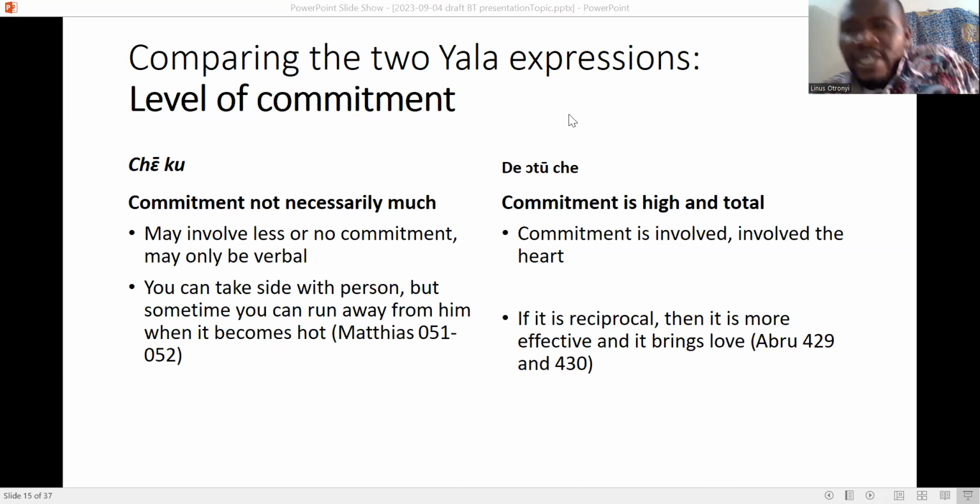Comparing the two Yala expressions based on the analysis of the data collected in the interview, looking at some of the variables, the first variable is the level of commitment. For cheku, the commitment is not necessarily much, and commitment in Dotuche is high and total. And these are some of the direct words that those interviewed said, and they are transcribed and translated into English to support these variables.